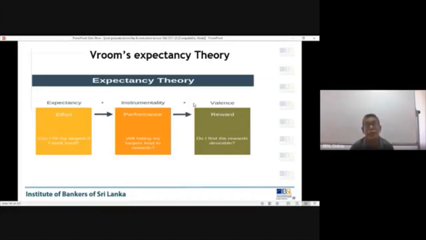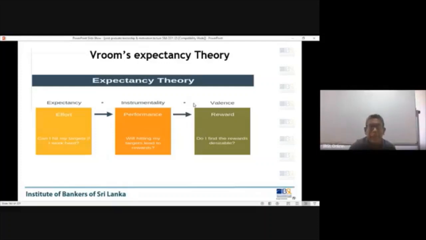So what is instrumentality? Instrumentality means the performance. Will hitting my targets lead to rewards? That is your thinking. Then the valence, that is the reward: do I find the rewards desirable? Those are the three things we may look at. So this is the basic theory.